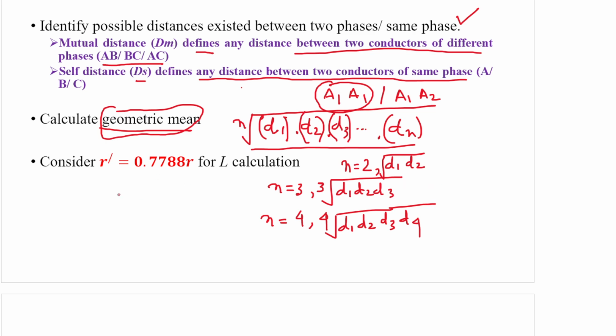And always remember this third rule: when you calculate the inductance, always consider S equal to 0.7788 R. You should not consider R for inductance calculation. These three are the rules we should follow to calculate inductance and capacitance of any tower configurations.